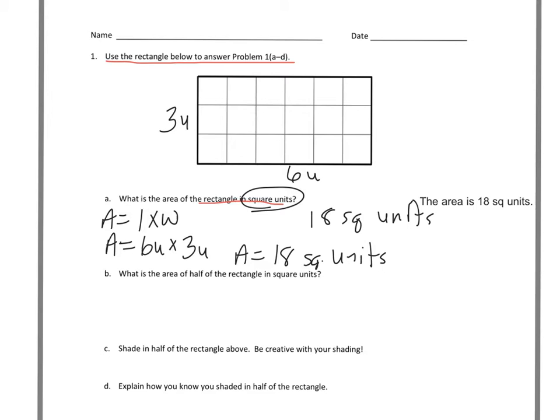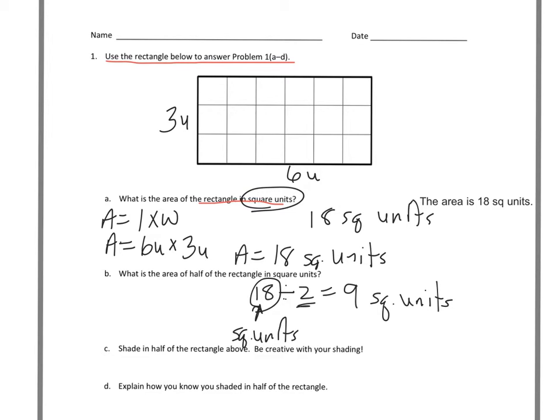Well, if I counted all of the squares when I got 18, I know half of it can be found by dividing by 2. So that's going to get me 9 square units because this 18 is in square unit form because it's the area of the whole thing. I want just half, so I would divide it by 2.